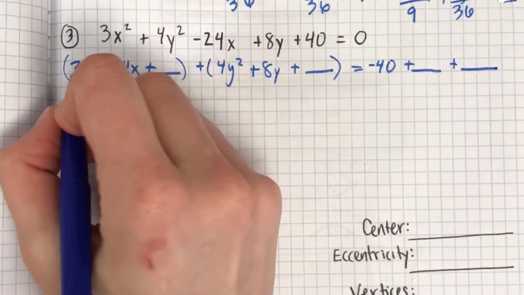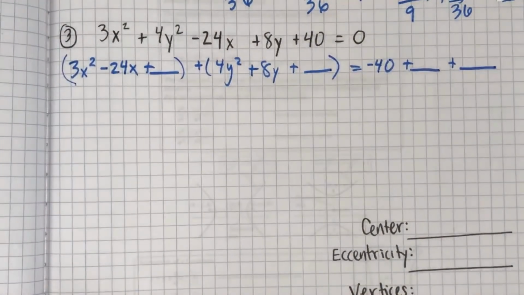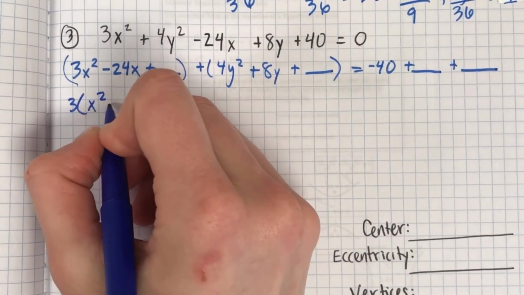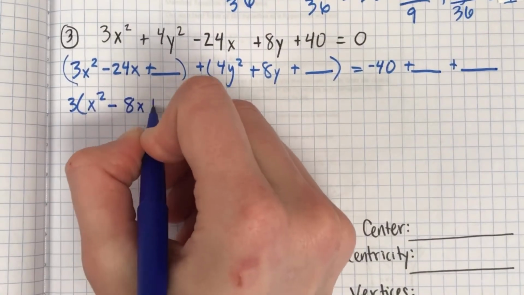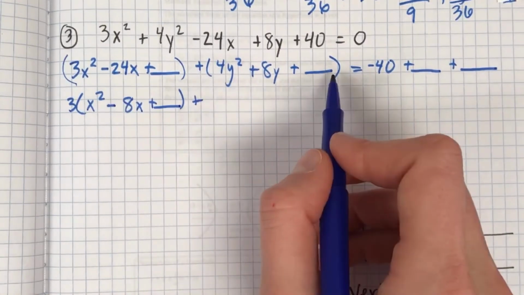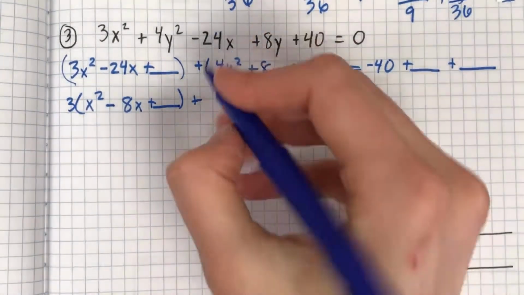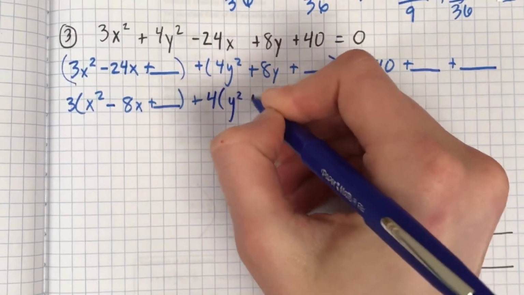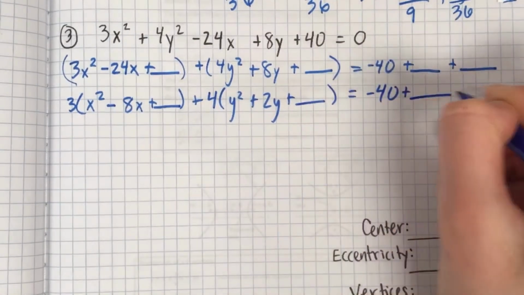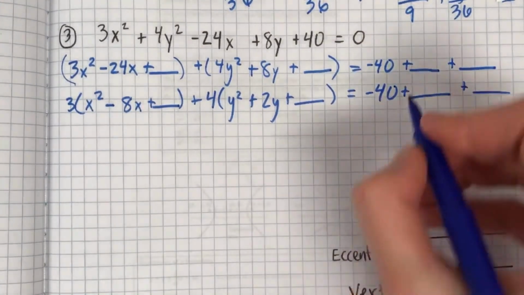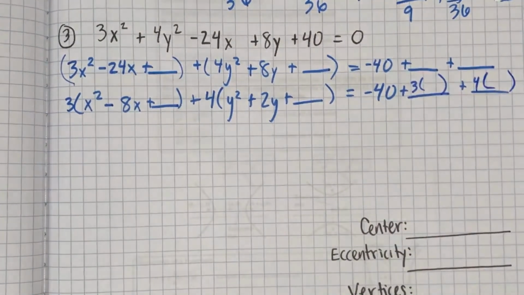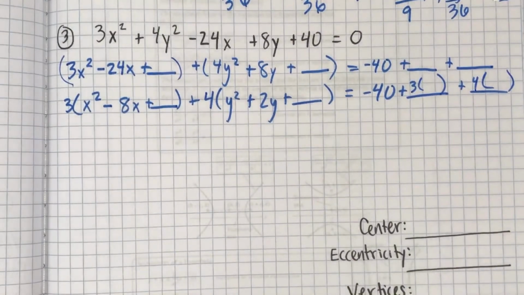All right, for this, again, we can't have numbers in front of our x squared, so we're going to take out a 3 for these. And for this second quadratic, we're going to take out a 4. Now the thing that we have to remember is on this side where we're adding those blanks, we're going to add 3 times something, and we're going to add 4 times something. And so we can add in our numbers.